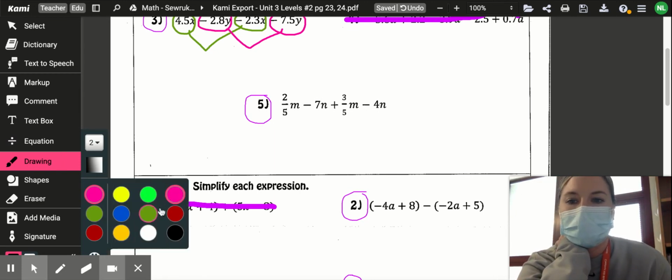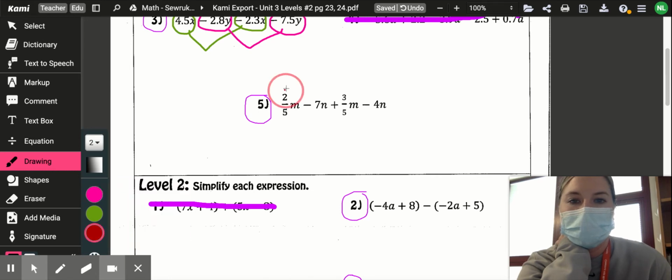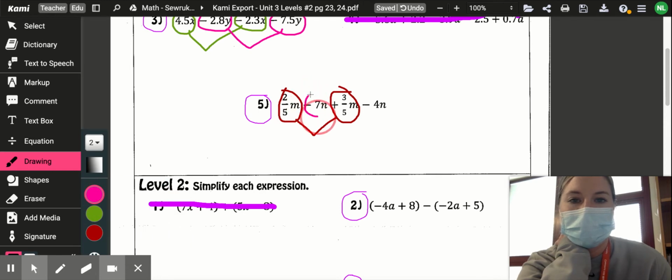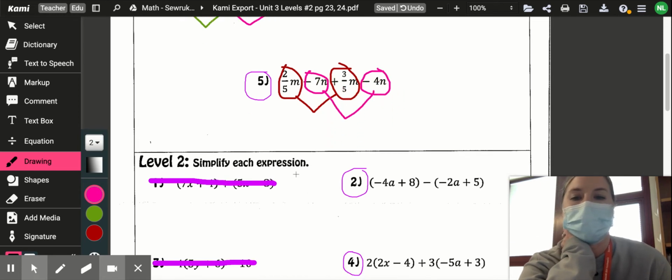The last one, 2/5 m, you're combining it with a positive 3/5 m. You write down your answer. Then the next one is a -7n minus a 4n. You write down your answer here. Don't forget to put the sign in front of it along with the n.